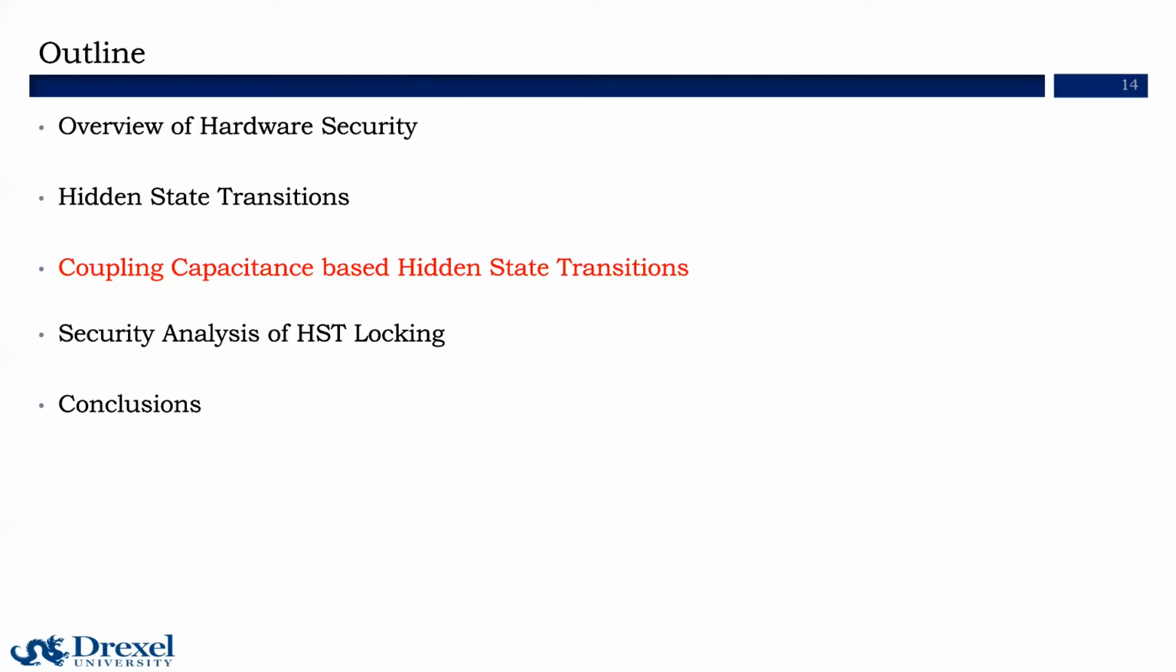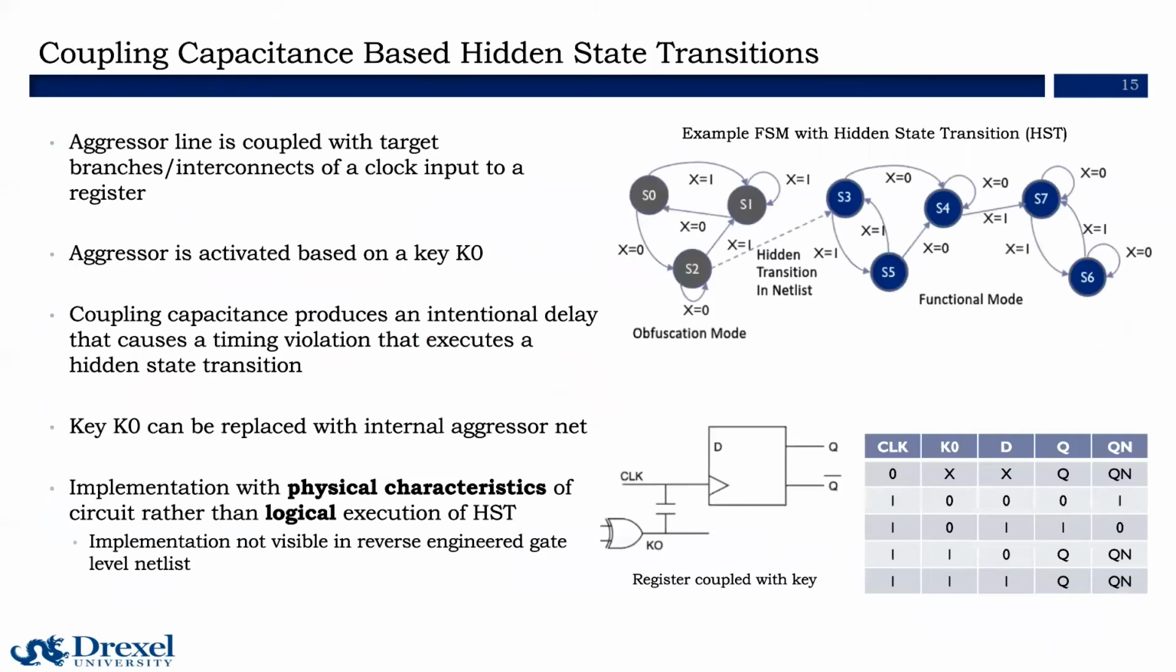In the next section, we discuss coupling capacitance-based hidden state transition. Here, the glitch is implemented using coupling capacitance and is not visible in the reverse engineered gate level netlist. Instead of gating the flip-flop, its clock input is coupled with a keyed aggressor line. When the aggressor is activated by the key, an intentional delay is produced by the capacitance, which causes a timing violation that triggers the hidden state transition.